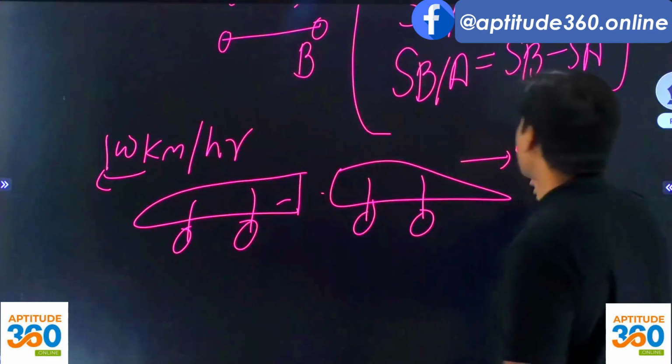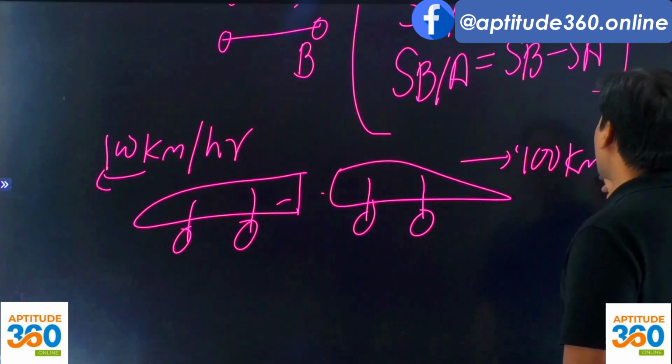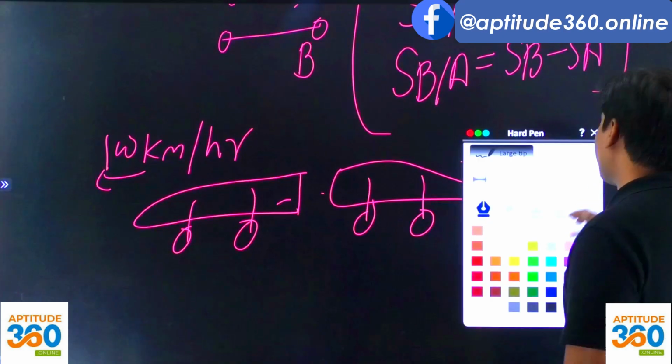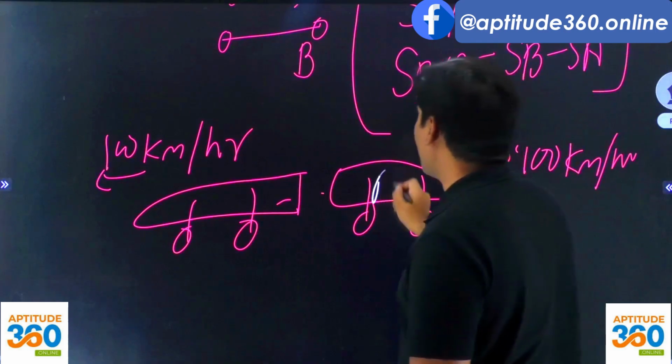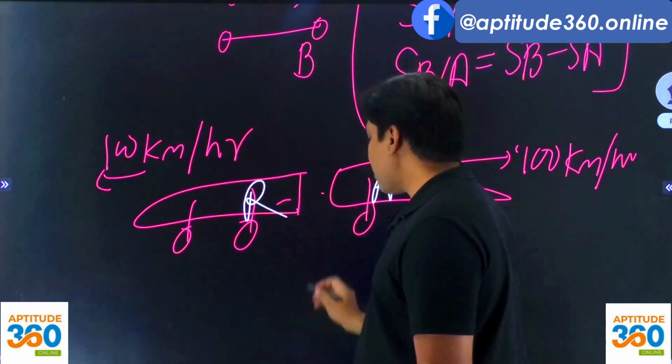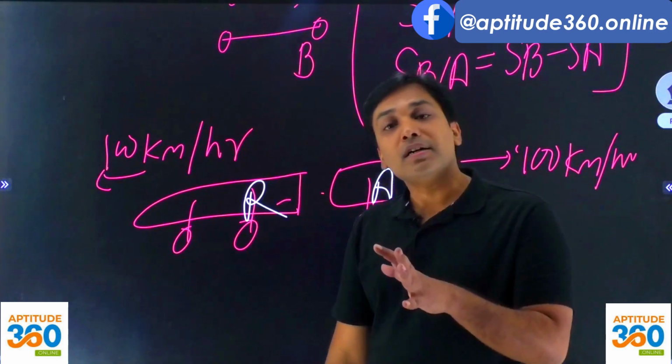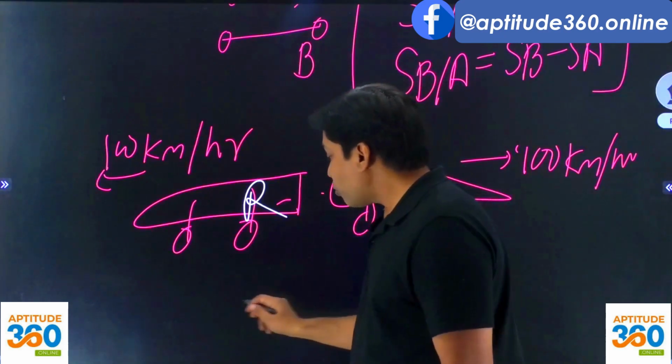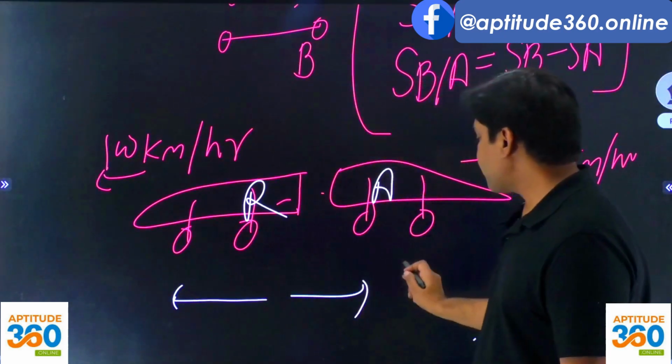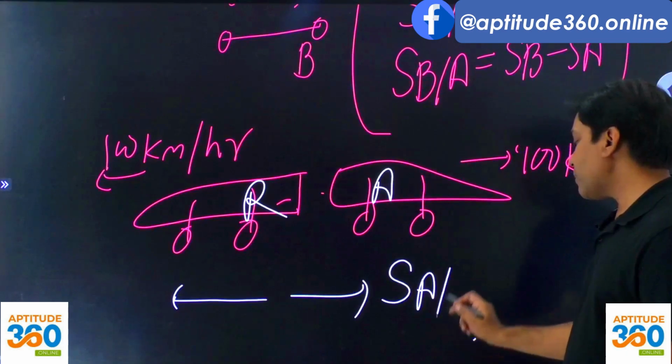And this is 100 kilometers per hour. मान लेते हैं कि एक ट्रेन में अमित बैठा हुआ है, एक ट्रेन में रोहित बैठा हुआ है. So now understand this. What is going to be relative speed in this case? When bodies are moving in the opposite direction, what is that you should have to do? Speed of Amit with respect to Rohit.